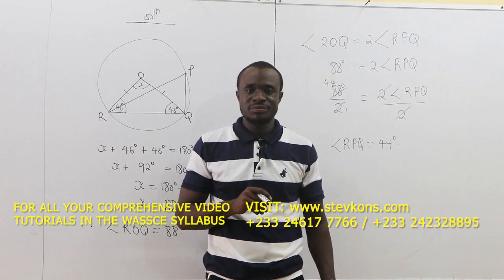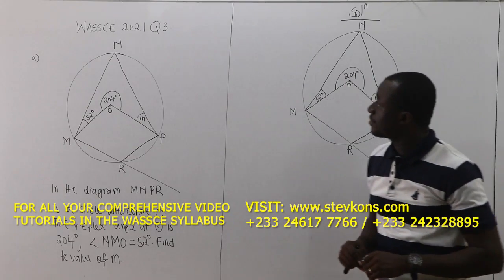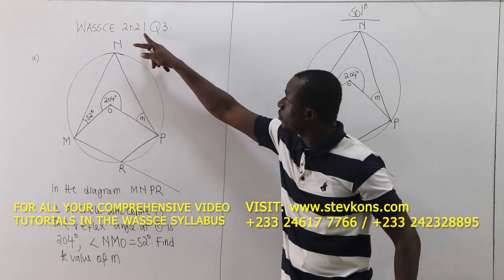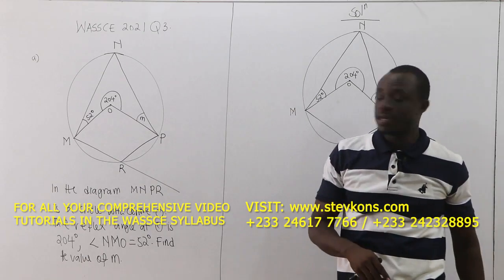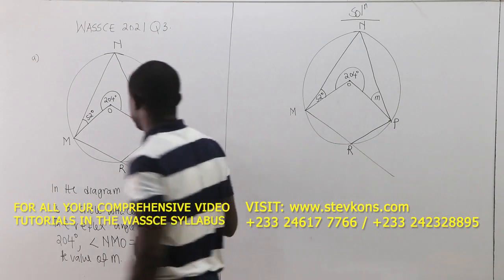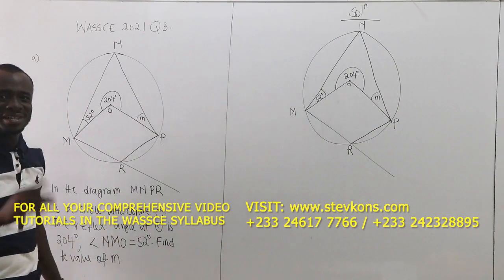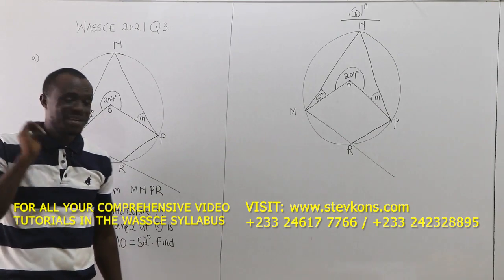Now let's consider this question. That is WASSCE 2021 question number 3. The topic is circle theorem. Very, very easy. I don't know why circle theorem is quite a challenge to students. It's very, very easy. Let's go through.